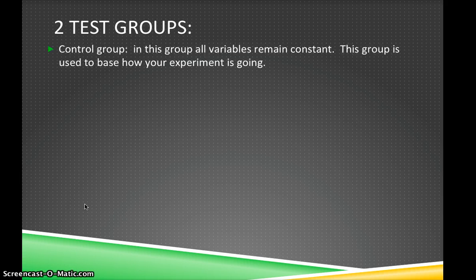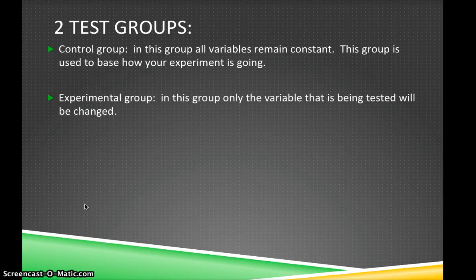And then in an experiment you can have two test groups. The control group, where everything stays the same, you use this as a baseline to see whether or not your other group, the experimental group, is doing something. This is the one where you have your independent variable and you're changing it, and if your independent variable is working, your experimental group should be different than your control group.